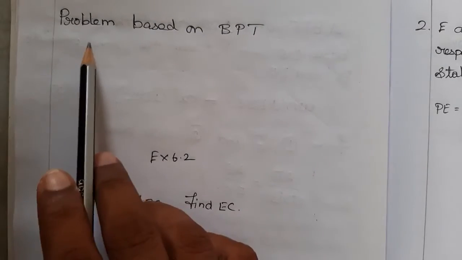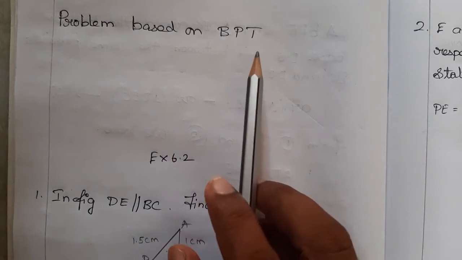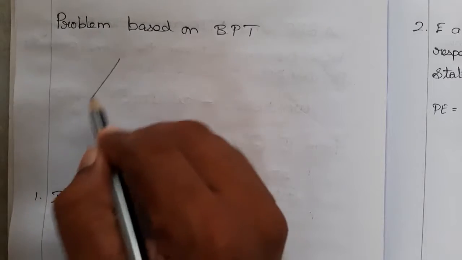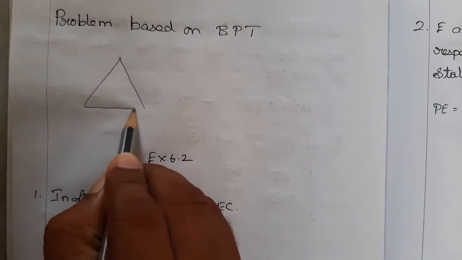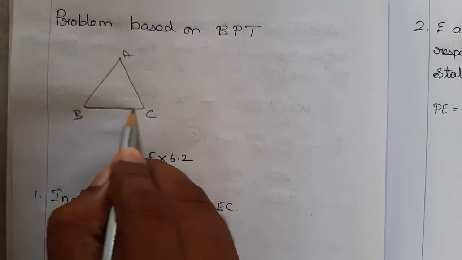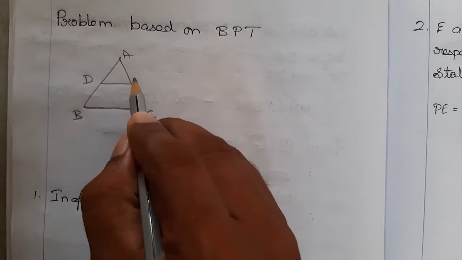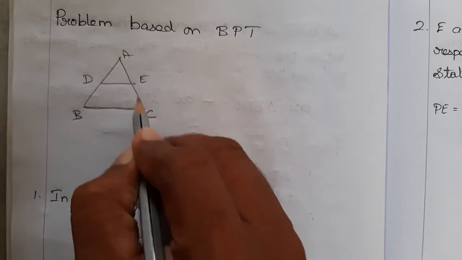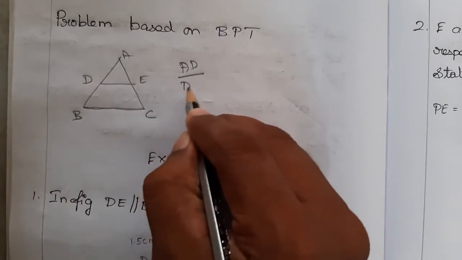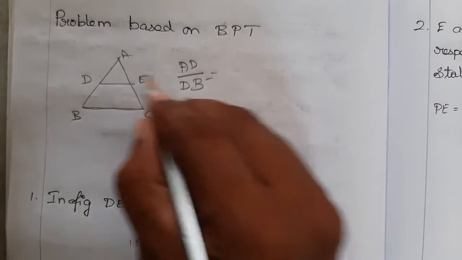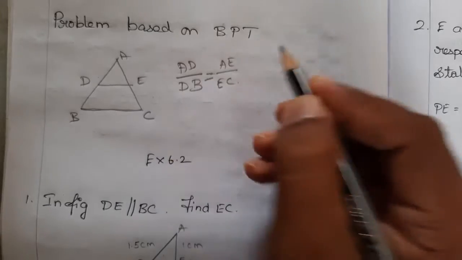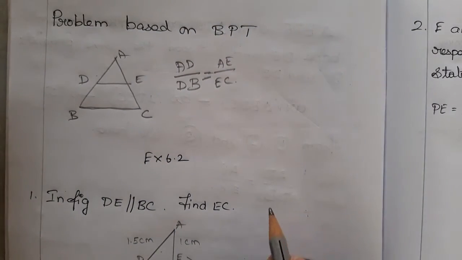So today we are going to see the problem based on the Basic Proportionality Theorem, BPT. It is also called the Thales theorem. Let me recall the BPT theorem. BPT theorem says if in any triangle ABC, you draw a line parallel to any of the sides, let me call the points D and E, then these ratios are the same. So AD by DB is equal to AE by EC. This is what the BPT theorem says, right?